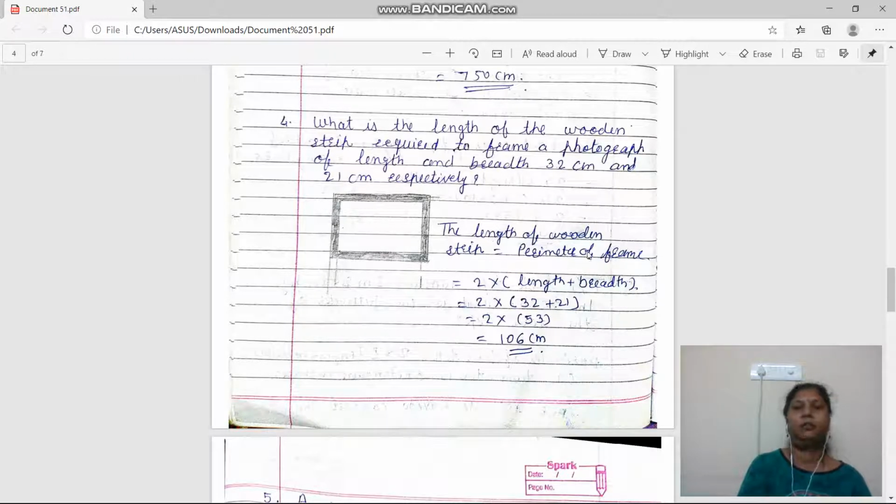The length of wooden strip is equal to the perimeter of the frame. So it is equal to 2 multiplied by (length plus breadth). So it is equal to 2 multiplied by (32 plus 21). So 32 plus 21 we get 53. So 2 multiplied by 53 we get 106. Right? So what is the length of the wooden strip required? 106 centimeter.